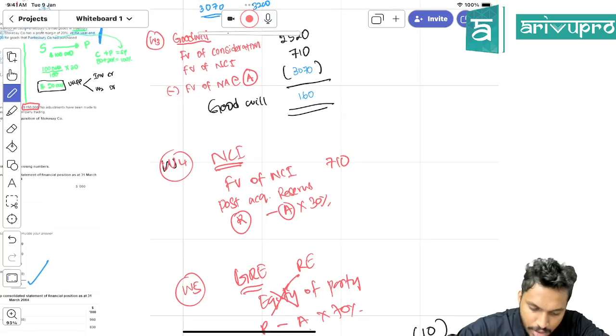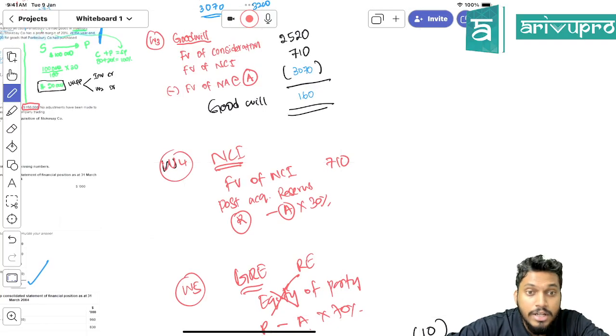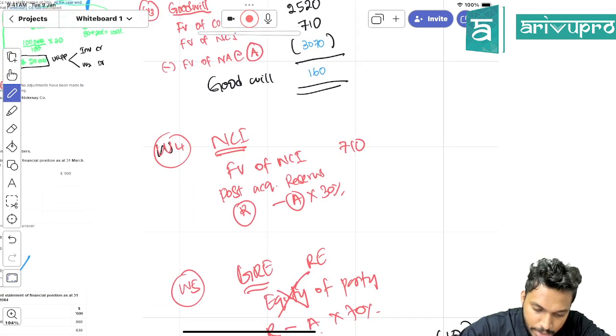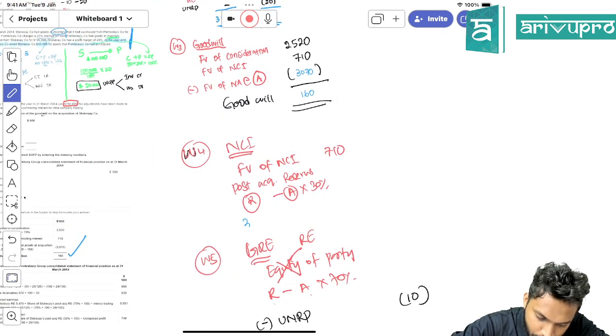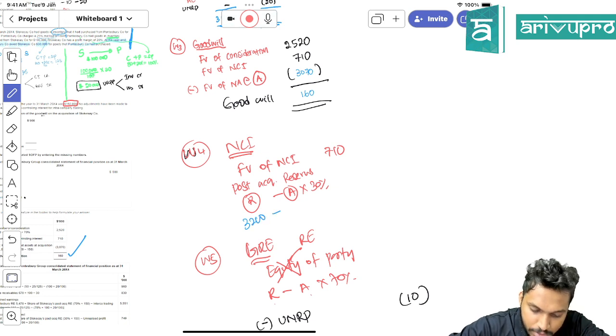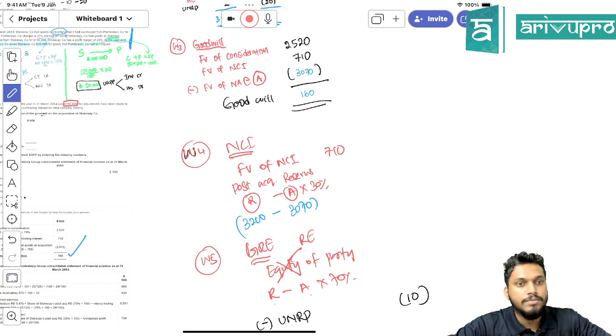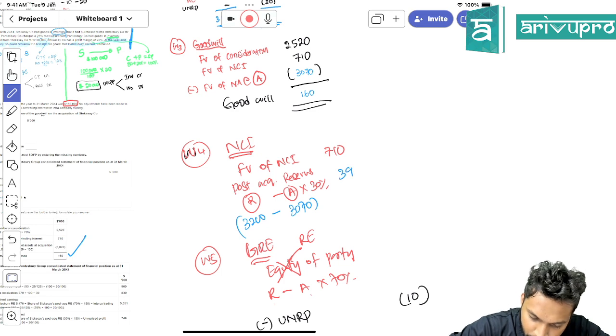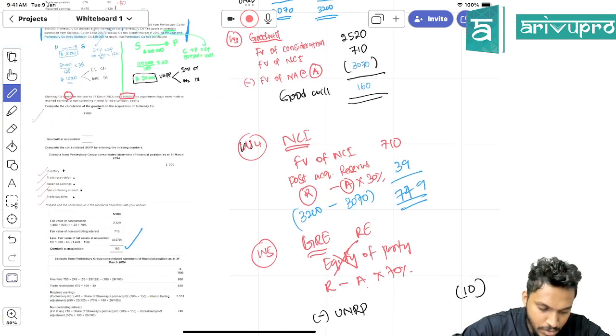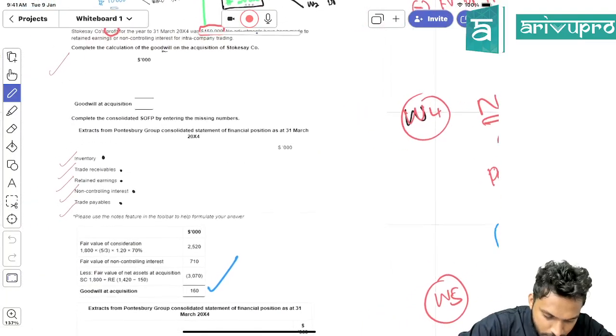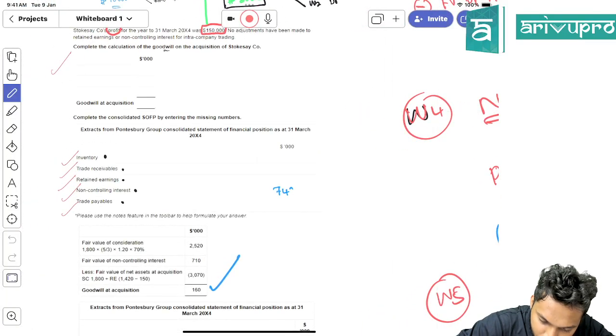Then fair value of non-controlling interest you need to calculate. At the reporting period you had 3,200. At the acquisition period you had 3,070, into 30% is how much? How much? 39. So your total non-controlling interest is 749. Is that correct? So your total non-controlling interest is going to be 749.